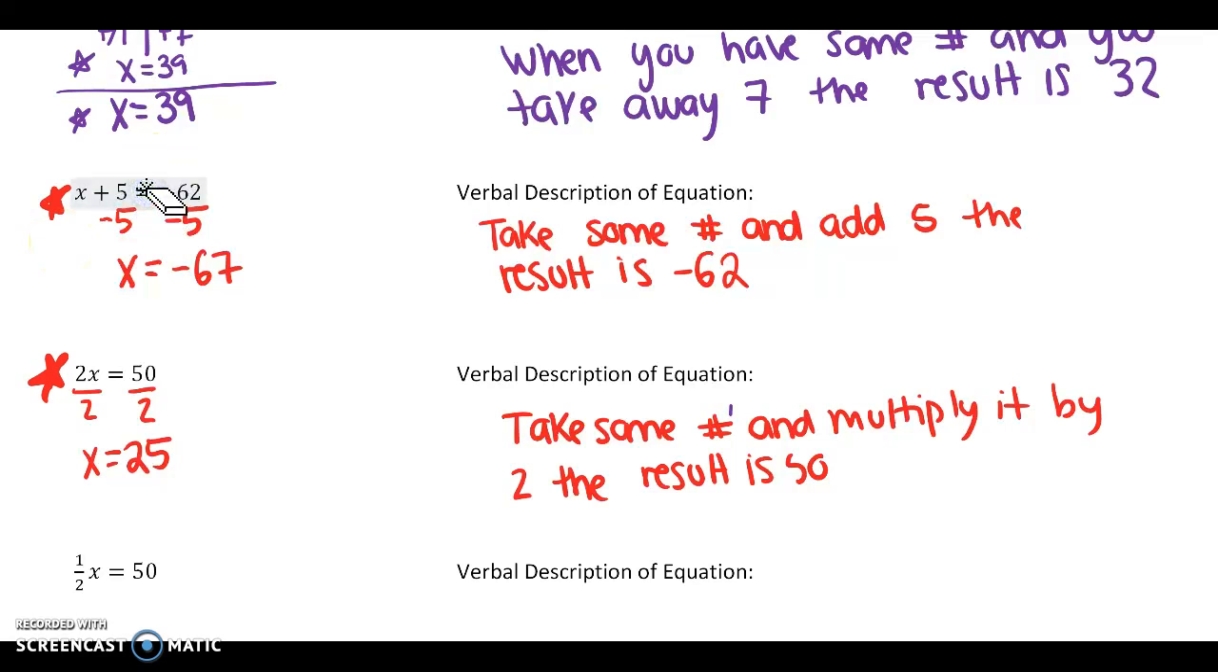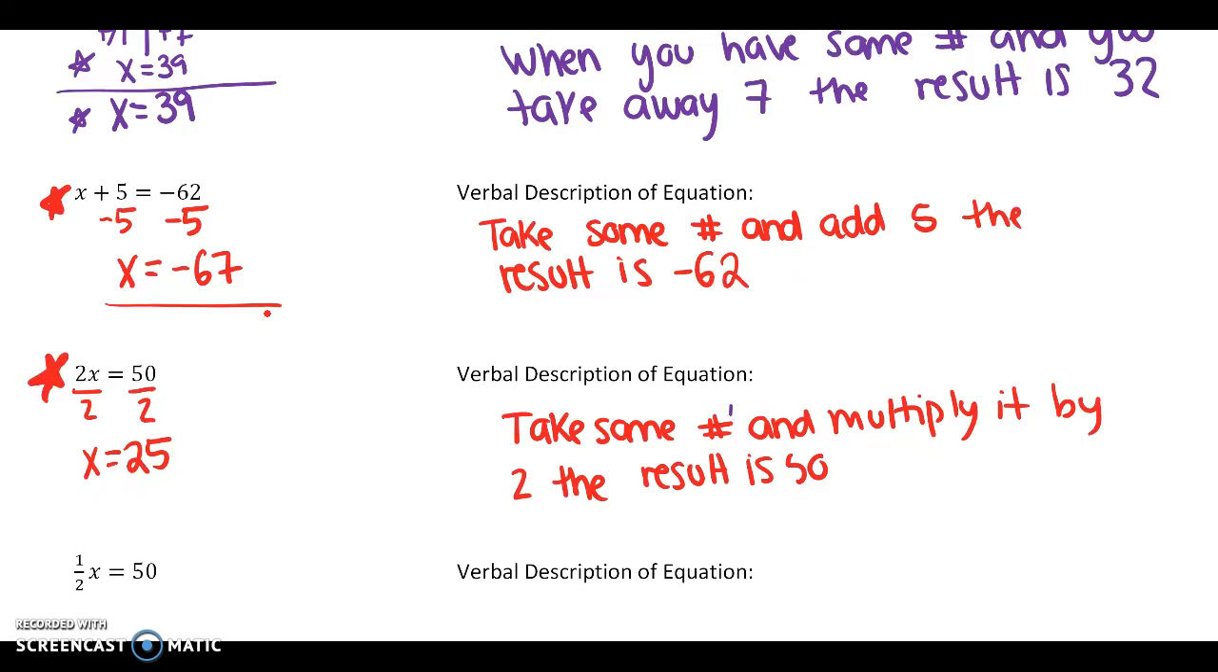So I've got to backtrack and say, what number could I add 5 to and get a negative number, which is kind of tricky. So in order to get a negative number and add 5 to it and still have a negative number, my answer is going to have to be negative. Because if I add a positive number, like 10 plus 5, it's going to be a positive number. So x has to be negative, which once I solved it, it is. And if you can make sense of your equations this way, you're going to be a lot better at solving, because you're going to be able to figure out if your answer makes sense or not.